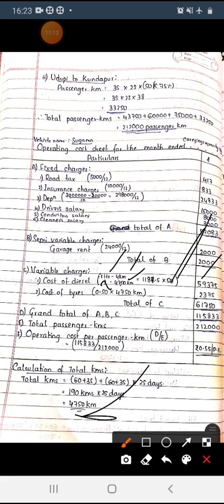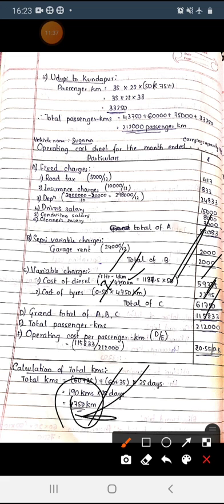Next, cost of tires. See, proportionate charges for the tires per kilometer. Per kilometer 0.50; for 1 kilometer the charge is 0.50. So total kilometers how much here? 4,750. So 2,375. So total of C. Next, grand total A plus B plus C: 1,15,833. So total passenger kilometers how much?